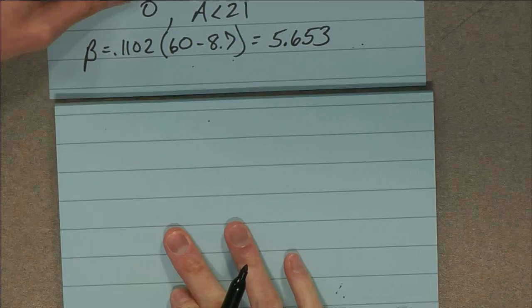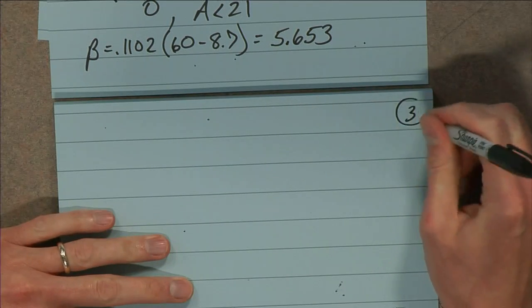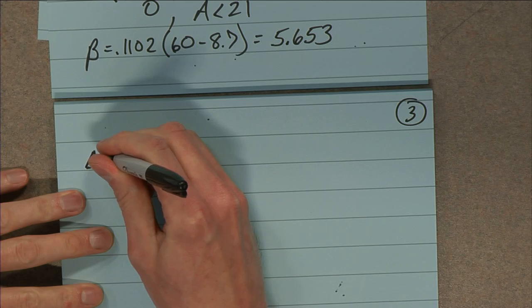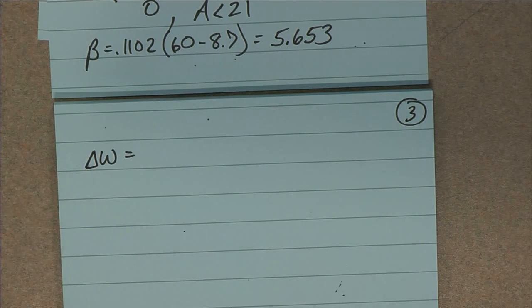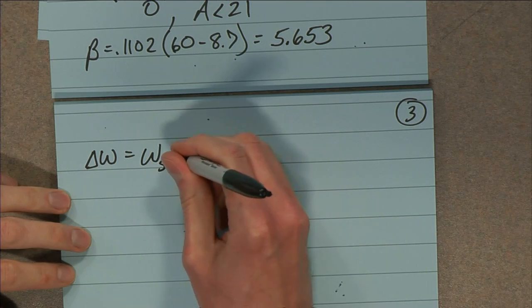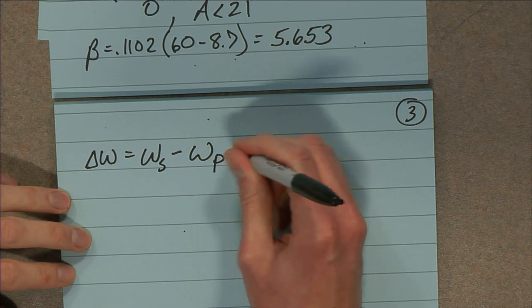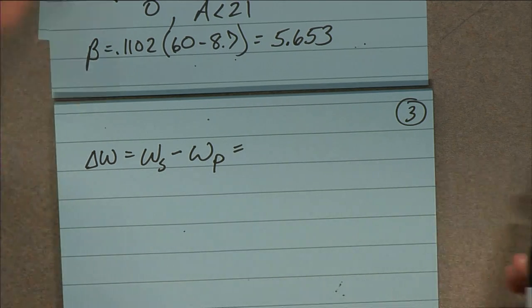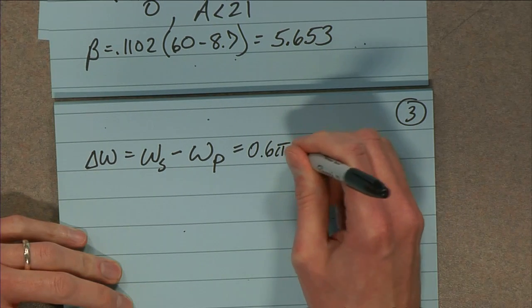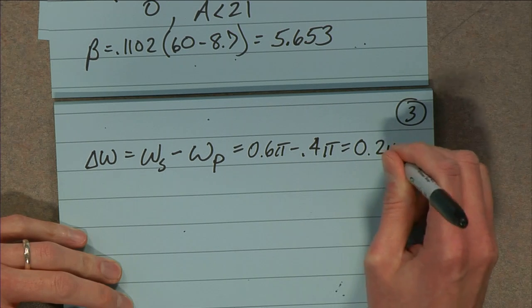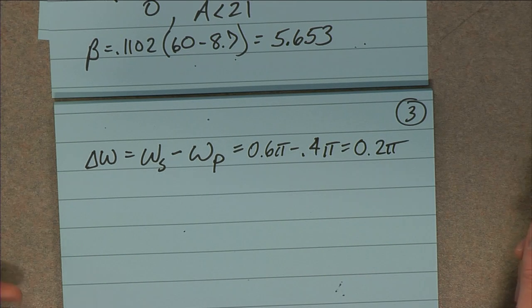Our next order of business is a parameter called delta W, and that is simply the width of the transition band. So that is the stop band minus the pass band, which is 0.6 pi minus 0.4 pi, so we get 0.2 pi. That's the width of our transition band.